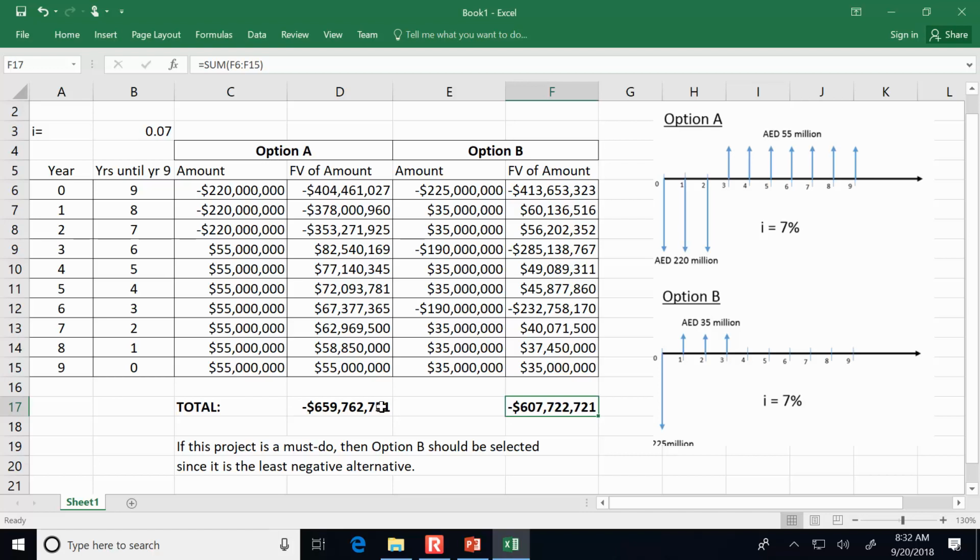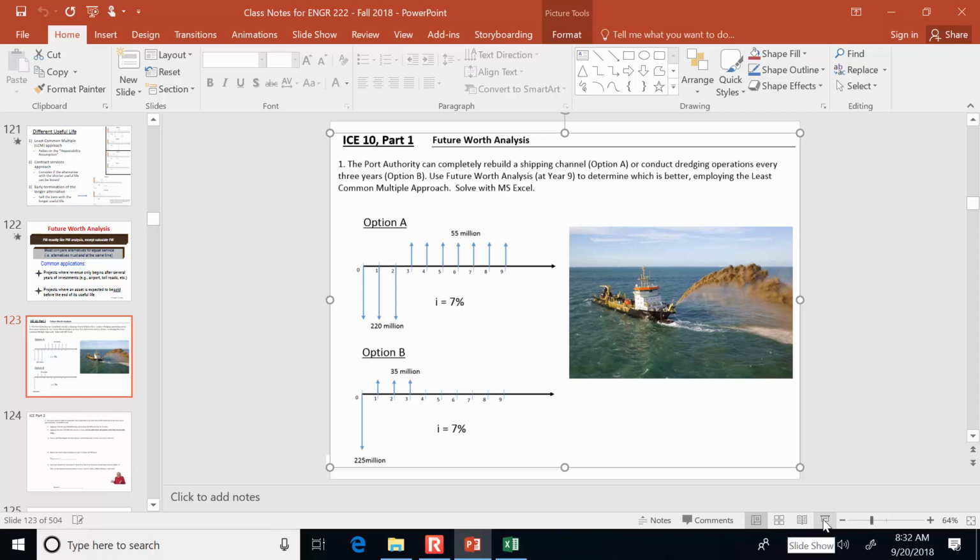Any questions about that first in-class exercise problem? That's future worth analysis. So we just did future worth with LCM. You can do future worth with contract services, with early termination. Those 3 tools are just what you use to make the cash flow diagrams the same number of years. And then once they're the same number of years, then you can apply either present worth or future worth analysis. So there's any number of combinations there.